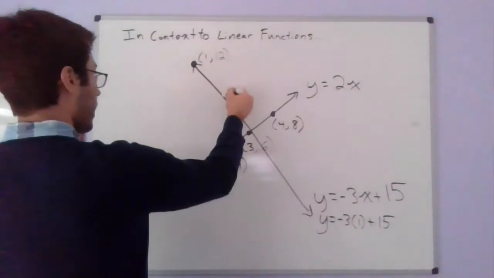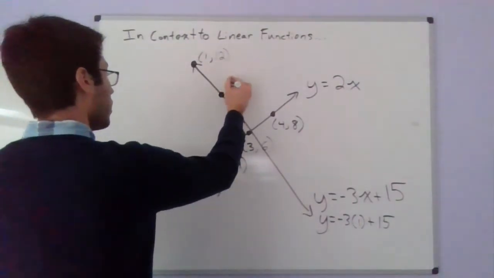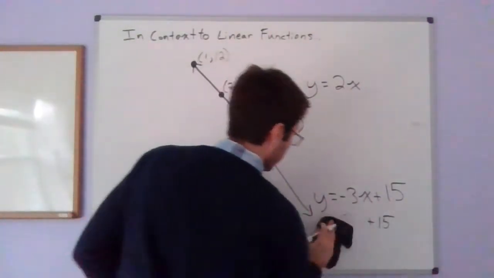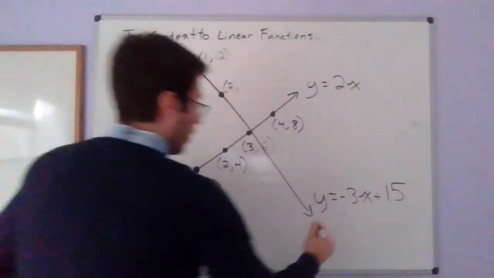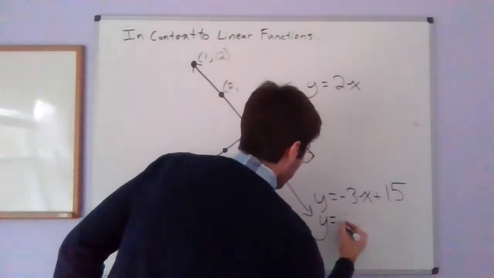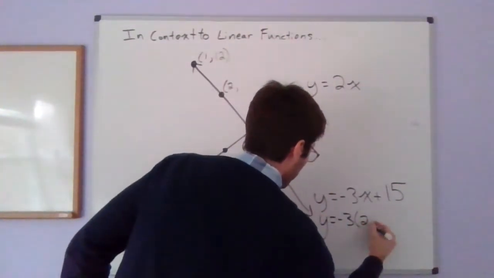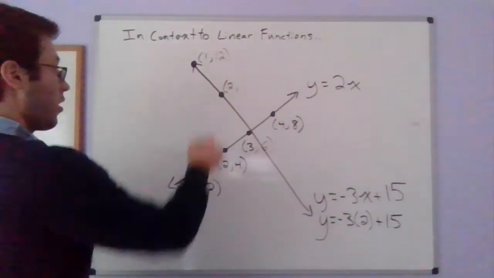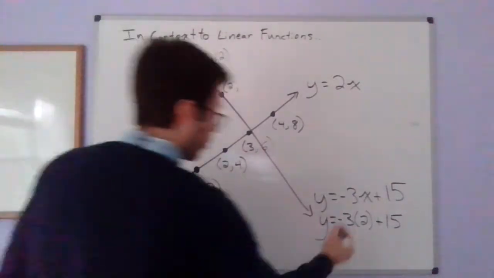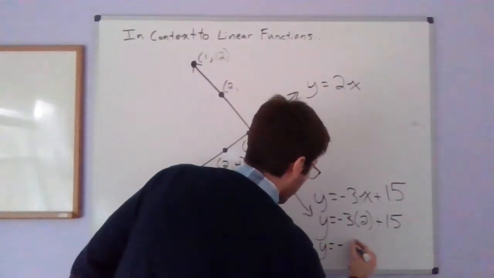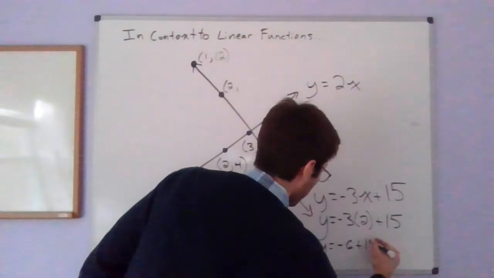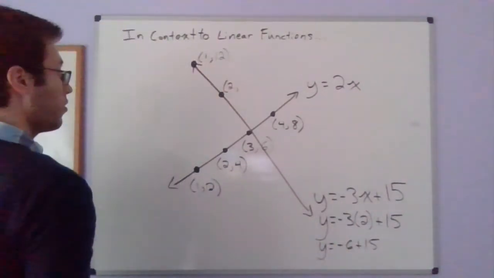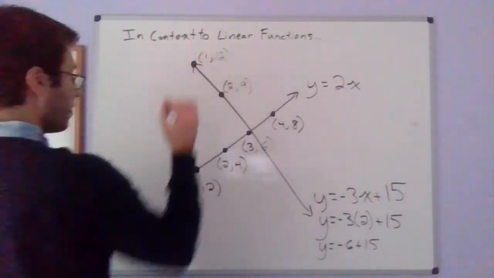Let's go on to the next value. Let's go on to 2 in the x direction. Let's erase this because it's a different one. Here you would have y equal to -3 times 2 plus 15. Our x value is 2 here. In other words, y would equal -6 plus 15. And then we know 15 minus 6 is 9, so it's going to be 2, 9.